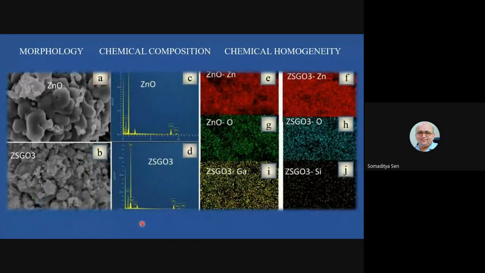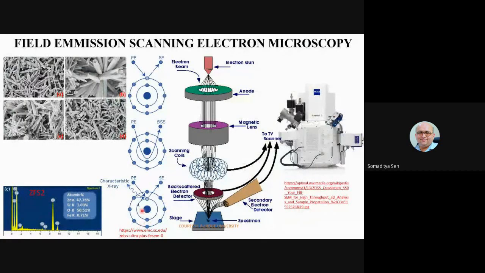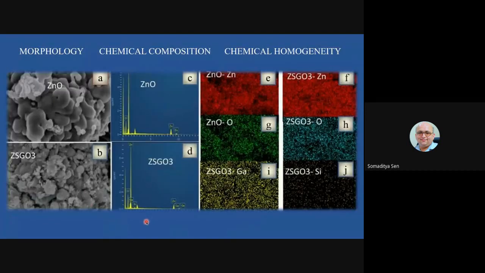We call this part the characteristic X-ray part, energy dispersive X-ray spectroscopy. So we can take an example. This one is silicon gallium doped zinc oxide, and you can check the composition. Here you can see that the gallium is there and silicon is also there. In this compound, there is no gallium, no silicon.